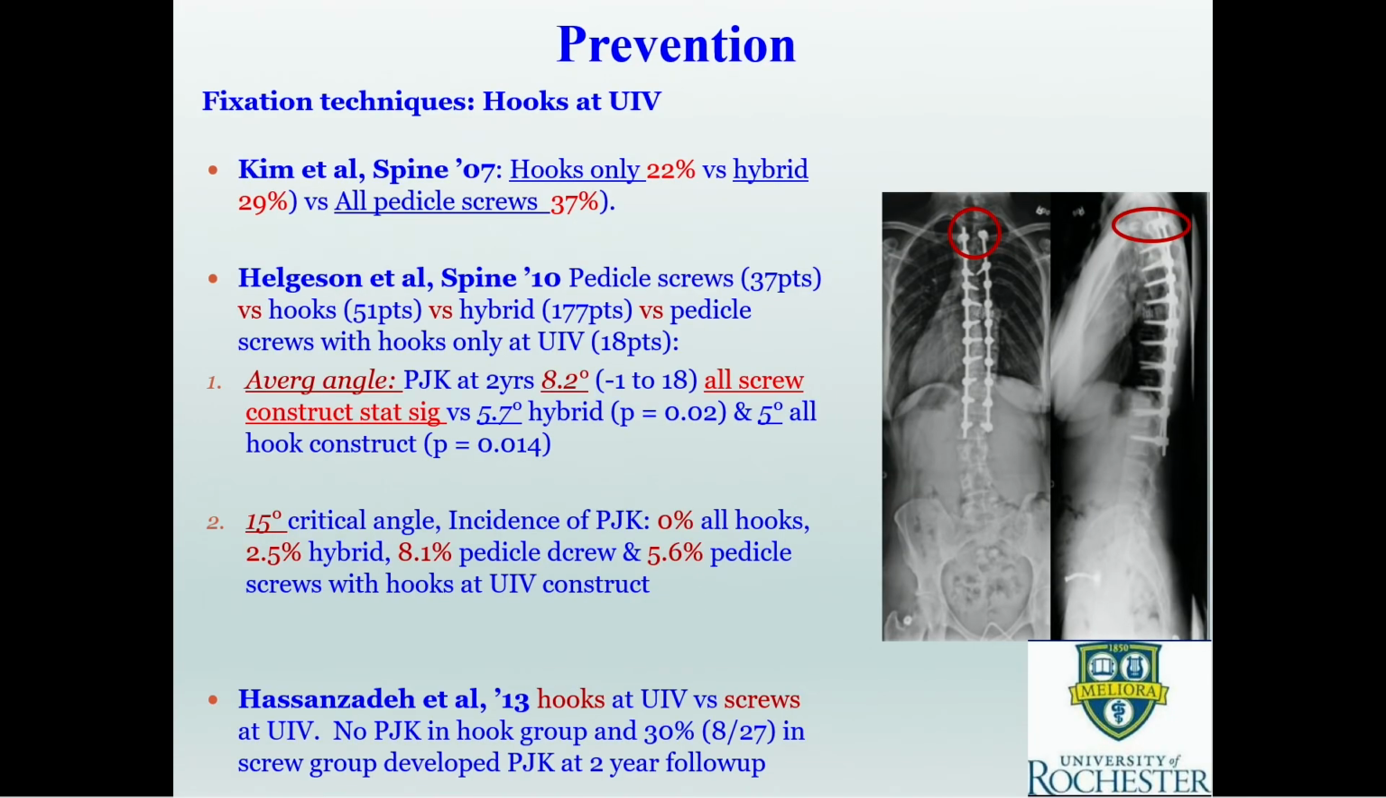So here are some studies comparing use of hooks versus use of hooks and screws, a hybrid construct, versus use of strictly hooks. This is going back now to the CD construct. And it was shown that using strictly hooks is actually the best to reduce the risk for PJK. And also with use of hooks at the top of the construct at the UIV versus use of screws.